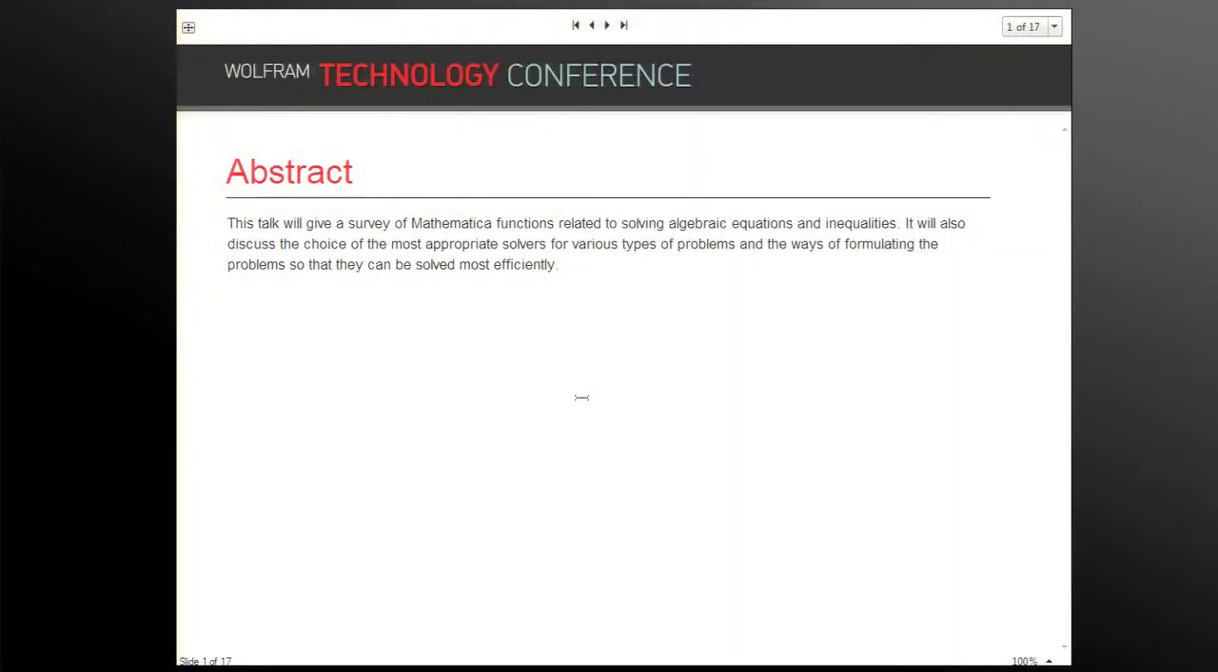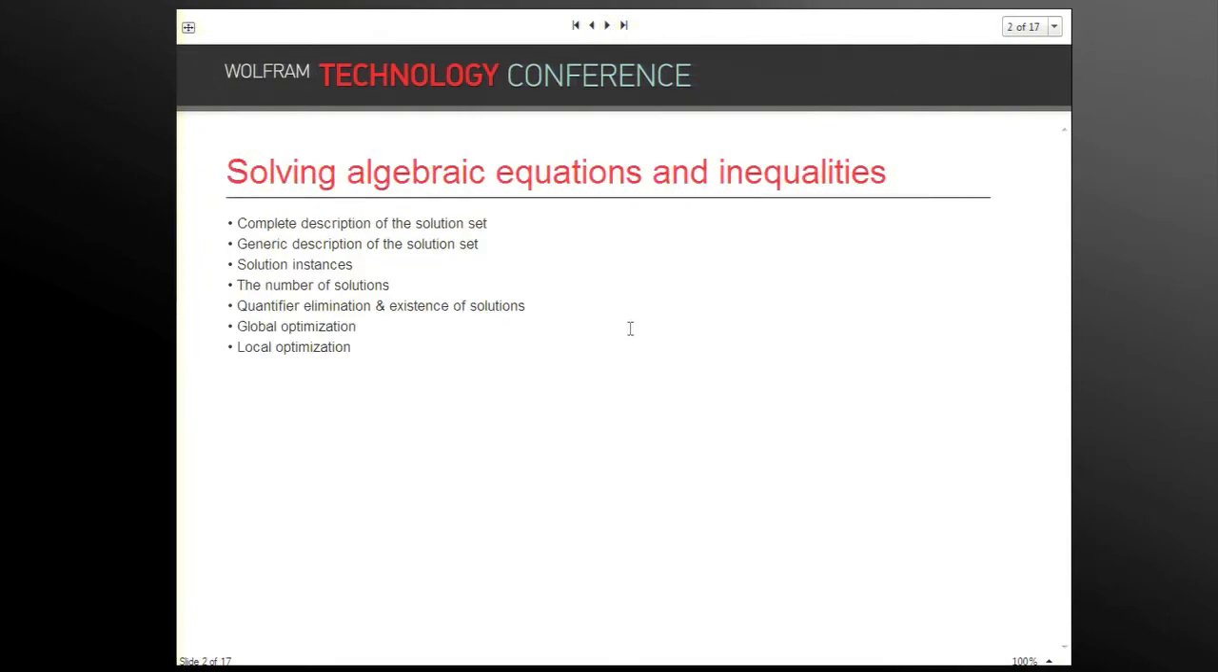I will give a survey of Mathematica functions related to solving algebraic equations and inequalities, and I will discuss the choice of most appropriate solvers for various types of problems. So let me first summarize what types of solving we could identify.